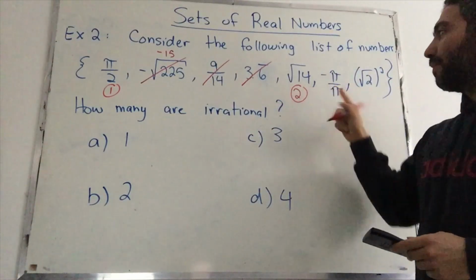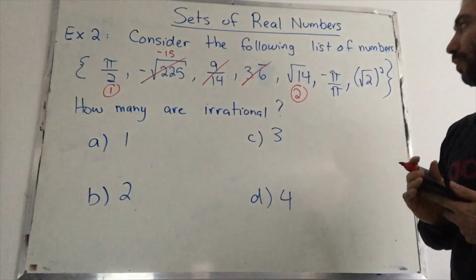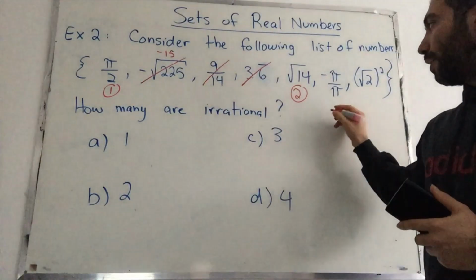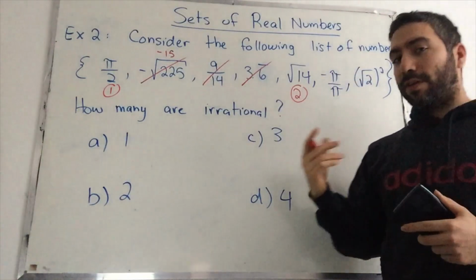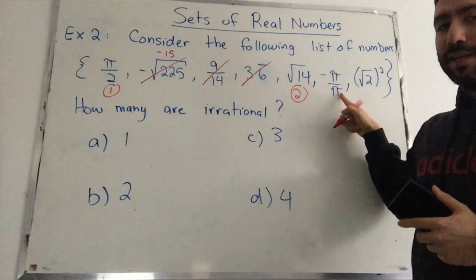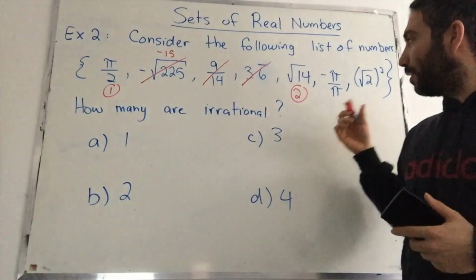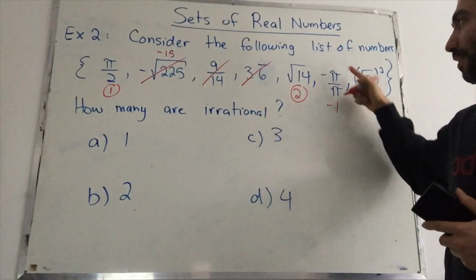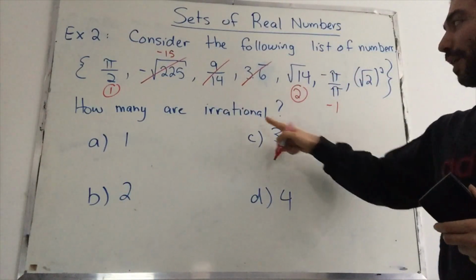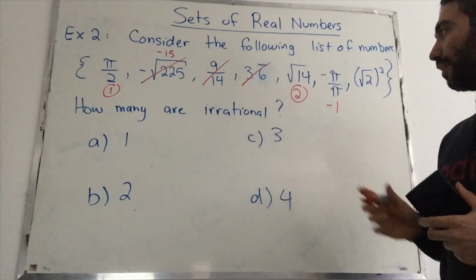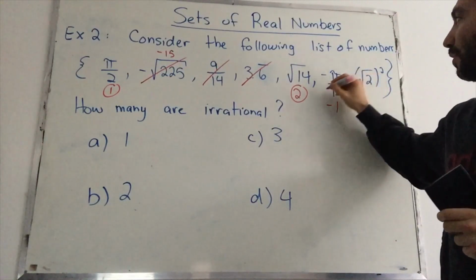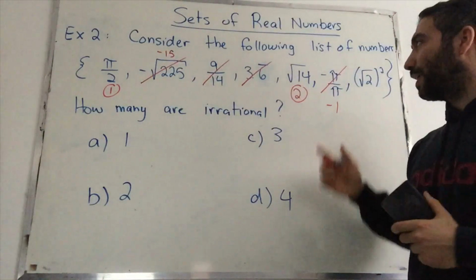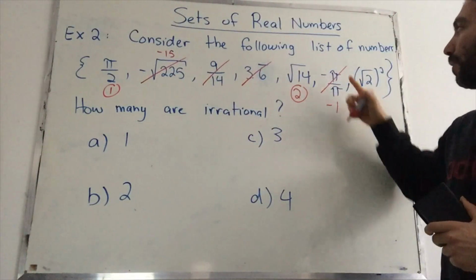Next one, we have negative pi over pi. So you see pi right away, you're thinking it's irrational. This is a bit of a trick. Anything divided by itself is 1. So pi over pi, they cancel each other out. So we actually just get negative 1. So it's really not irrational. It's actually just an integer. This is a bit of a trick because you see pi right away, you're thinking it's irrational, but that's not always the case. They could try to trick us. Don't fall for these tricks. So we don't count this one here.